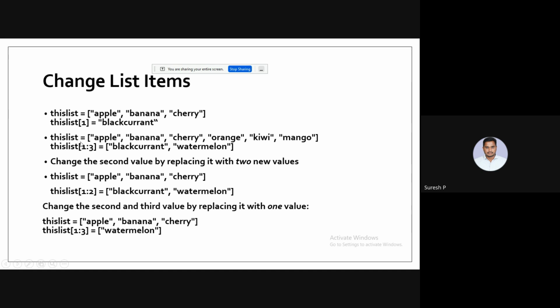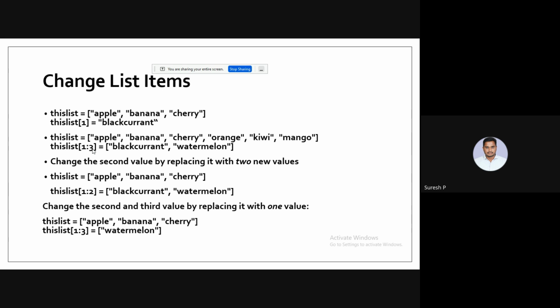So that particular slice will be changed with black currant and watermelon. It means that 1:3, 1 is the start value, 3 is the end value. So as I said already, end value minus 1 will be taken, not including the end value, exclusive of end value. So 1 to 2. 1 to 2 means banana and cherry will be replaced by black currant and watermelon. Okay, banana and cherry will be replaced by black currant and watermelon.